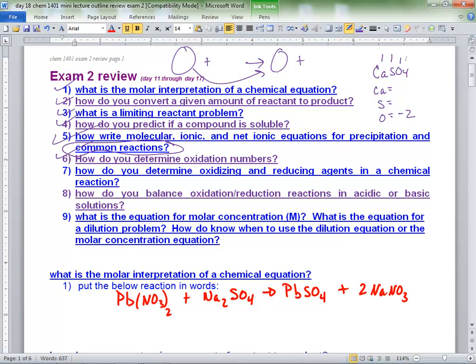How do you balance? So backing up, for determining oxidation numbers, there was no cheat sheet. You just had to know those rules, right? How do you balance oxidation and reduction reactions? Now here, was there a cheat sheet? Do I give you a cheat sheet for this? Or do you have to know how to do this? You have to know it. Okay, so what do you do first?